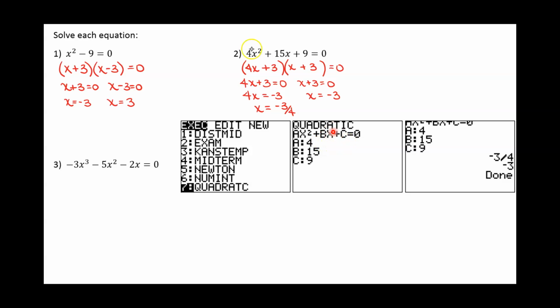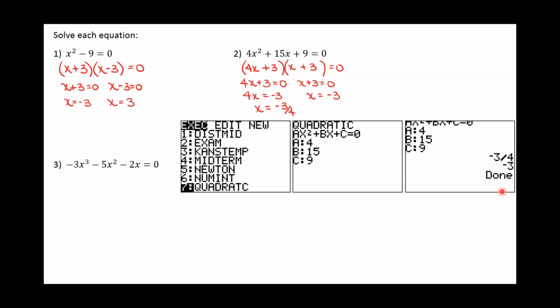So looking at my problem, 4 was the number in front of x squared, so I'm going to enter 4 for A. 15 was the number in front of x, I'm going to enter 15 for B, and then my constant was 9, I'll put that in for C. And then when I do, you can see it's going to give me those same solutions that we got a second ago.